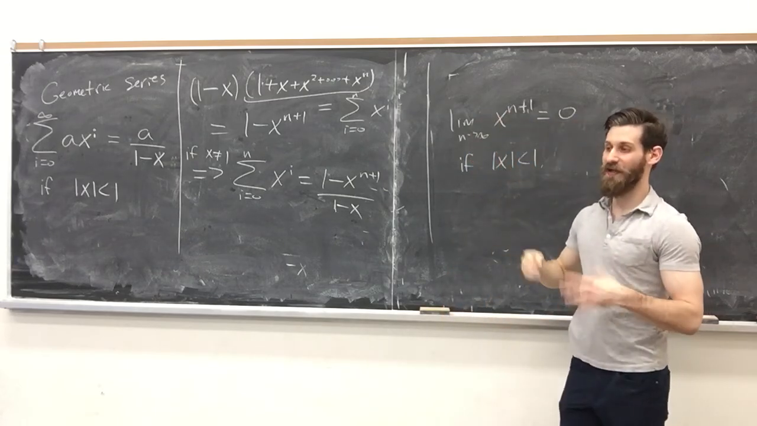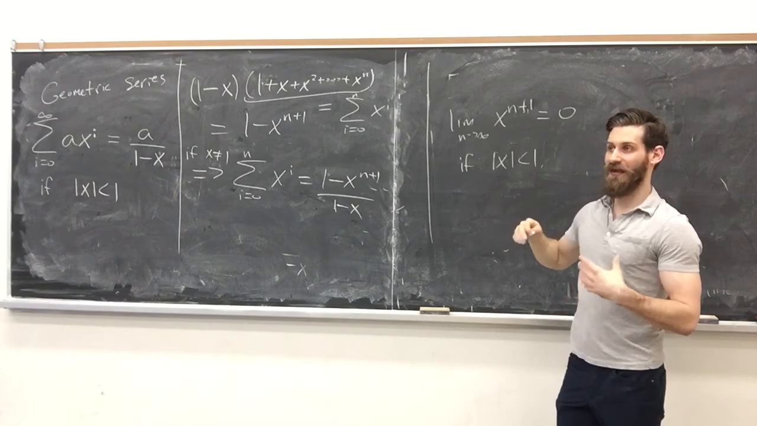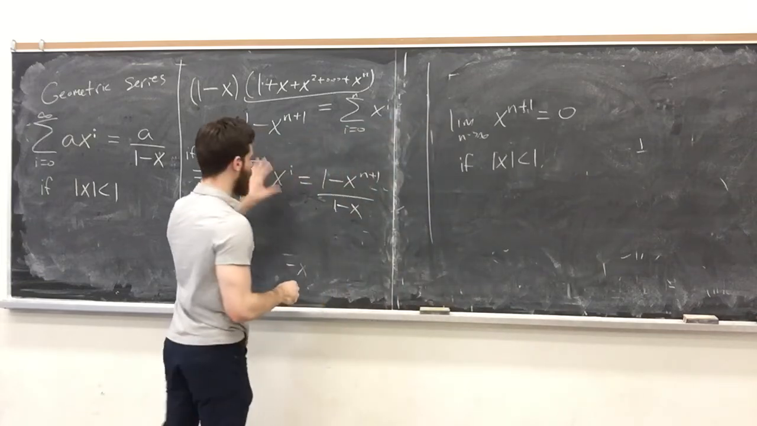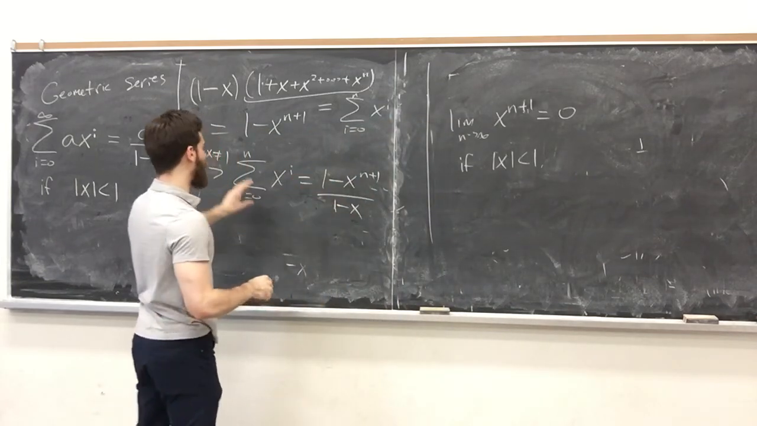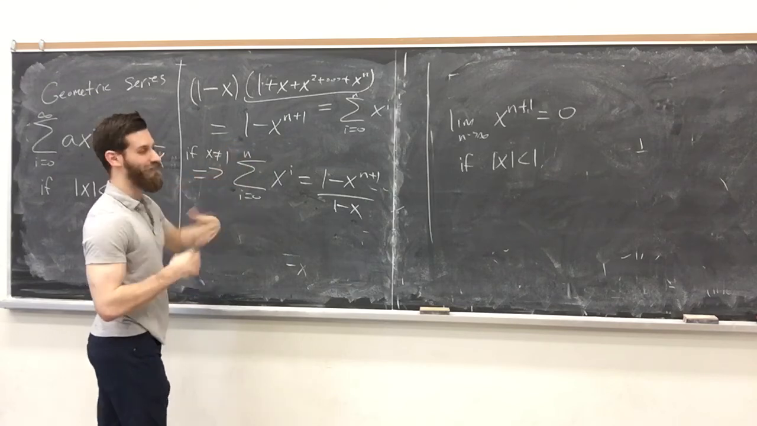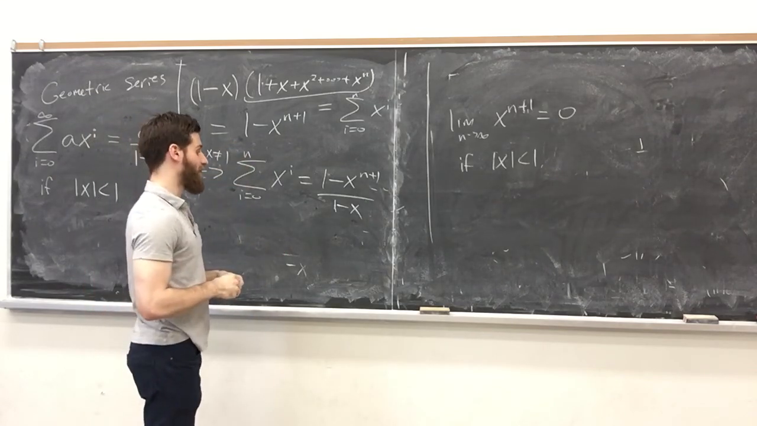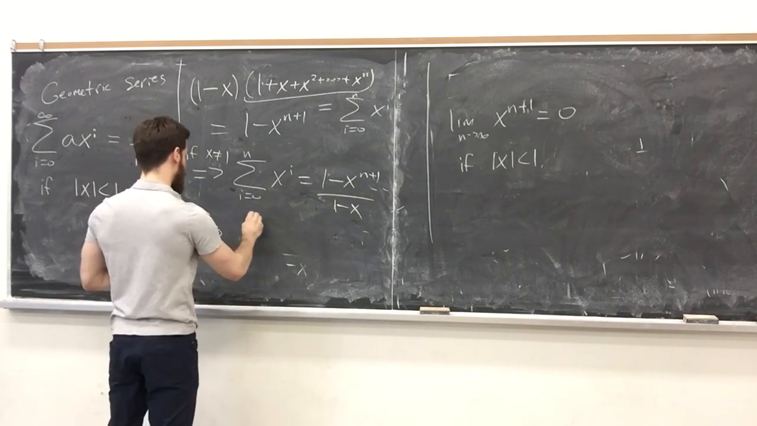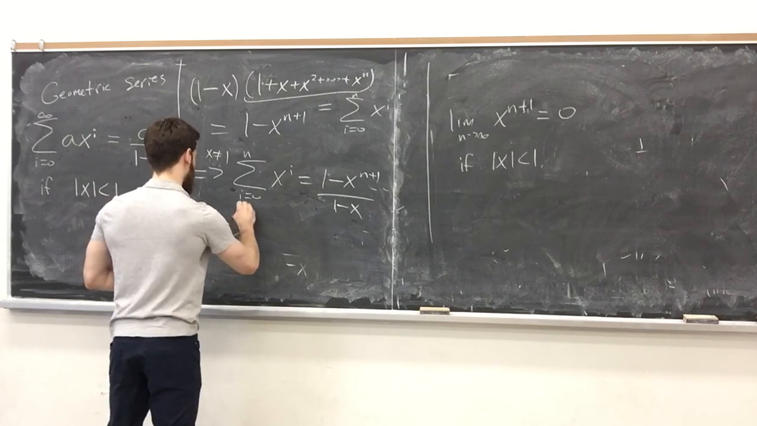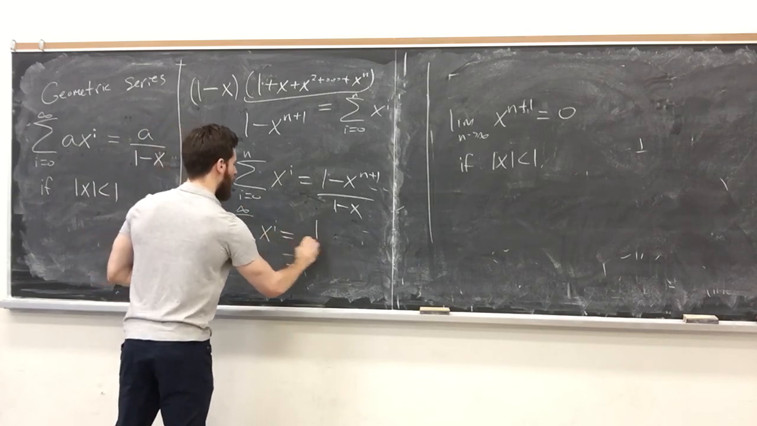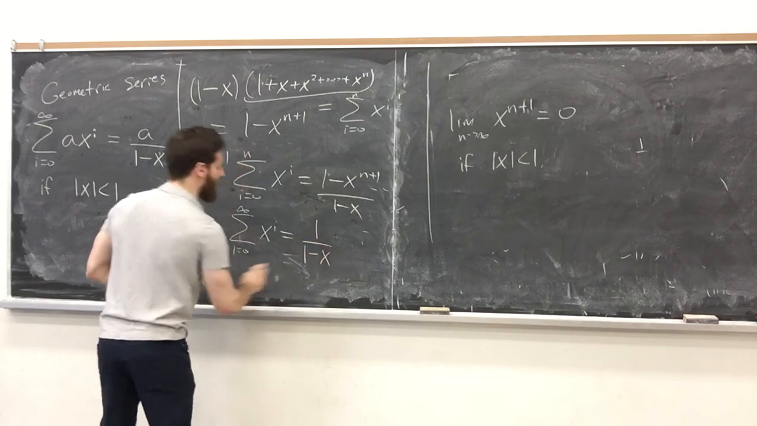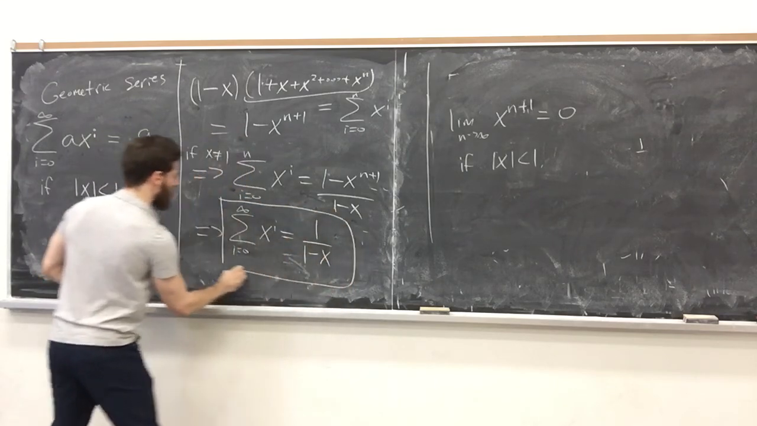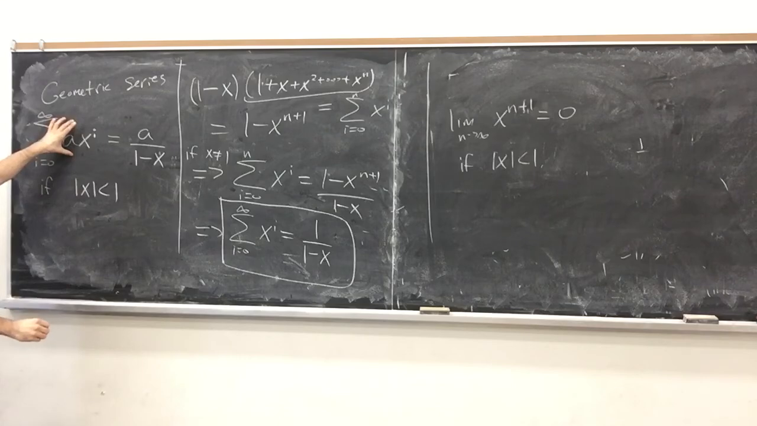If the absolute value of x is bigger than 1, then x to the n plus 1 will diverge as n goes to infinity. If x is equal to 1, then this expression isn't even defined, but you could check that the infinite sum will diverge if x is equal to 1. So now let's take the limit as n goes to infinity, and we get 1 over 1 minus x. So this is the special case of this formula where a is equal to 1.